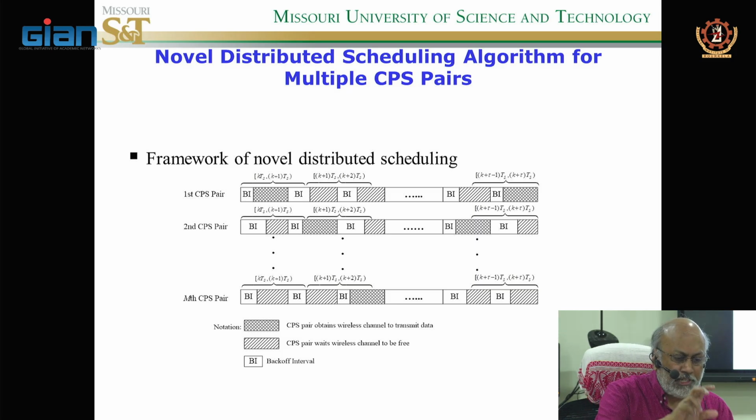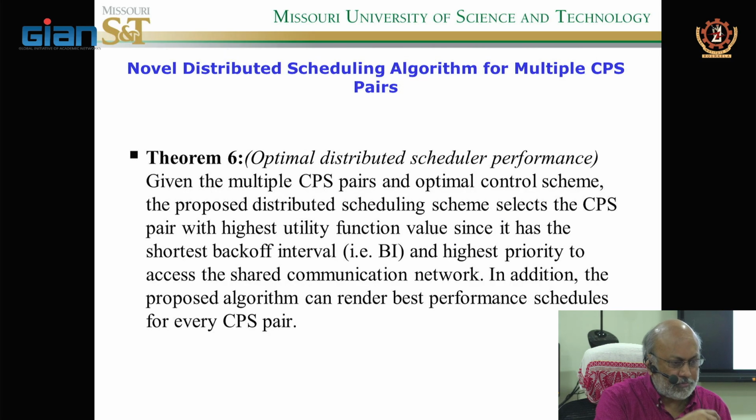So that's what you're adjusting. And once you adjust it, then it goes. So this basically shows that given the multiple CPS pair optimal control, select the CPS pair with highest utility. See that? Highest utility. So the highest utility, that is the lowest or the shortest backoff interval. When you have the highest utility, it is the shortest backoff.